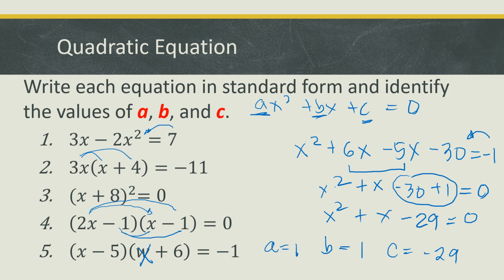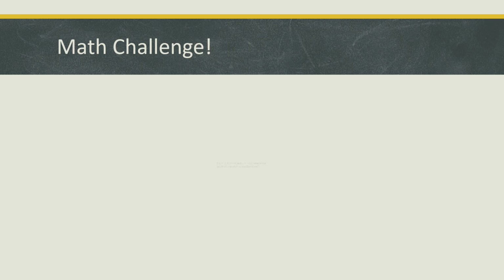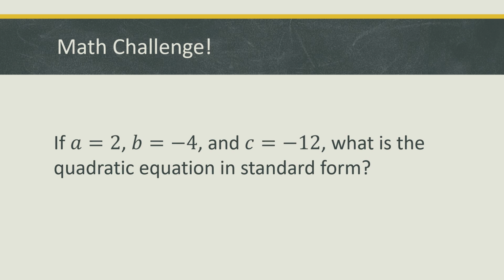And I have this math challenge for you guys. Alright, for the math challenge, if B equals negative 4, and C equals negative 12, what is the quadratic equation in standard form? It is just like a reverse of the previous questions. Given the standard form, we found the values of A, B, and C. In this case, the values of A, B, and C are given, so we need to form a quadratic equation.